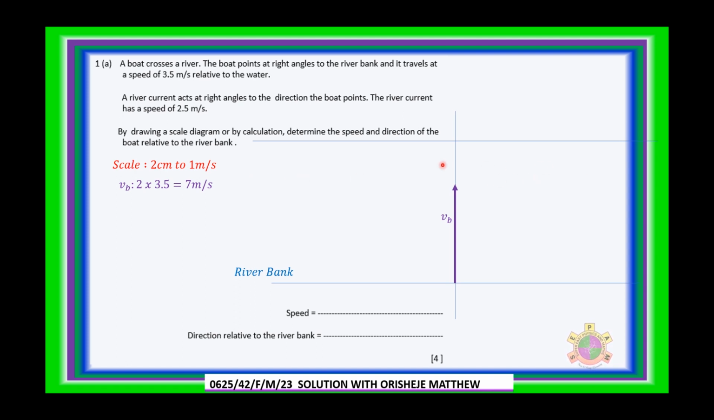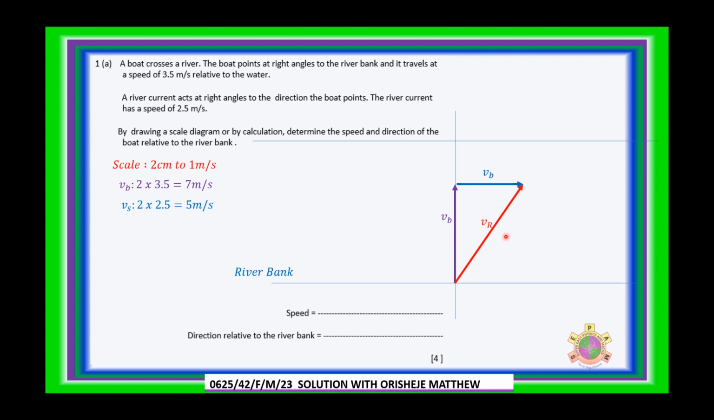So what is going to be the scale vector that will represent the current of the water? 2 times 2.5 will give us 5. So we draw the length of 5. Let's remove the ruler. The line that connects this will give us the resultant, which is the relative velocity of the boat with respect to the river bank. So if you do that, we have it.